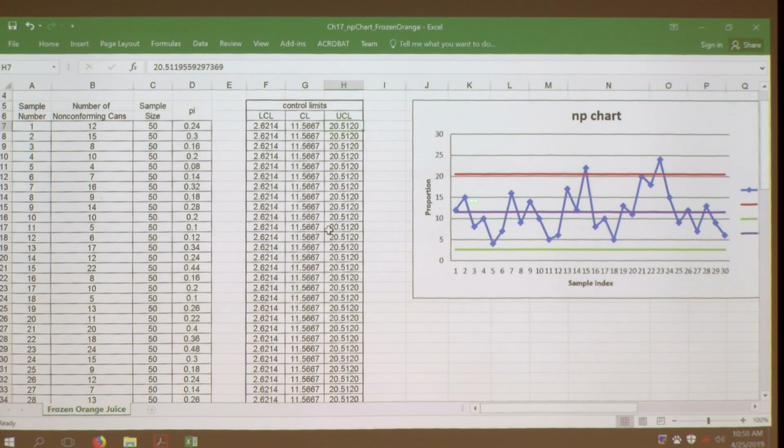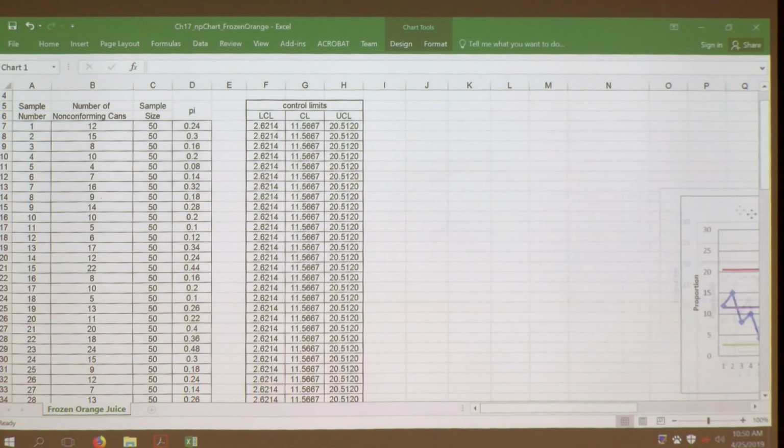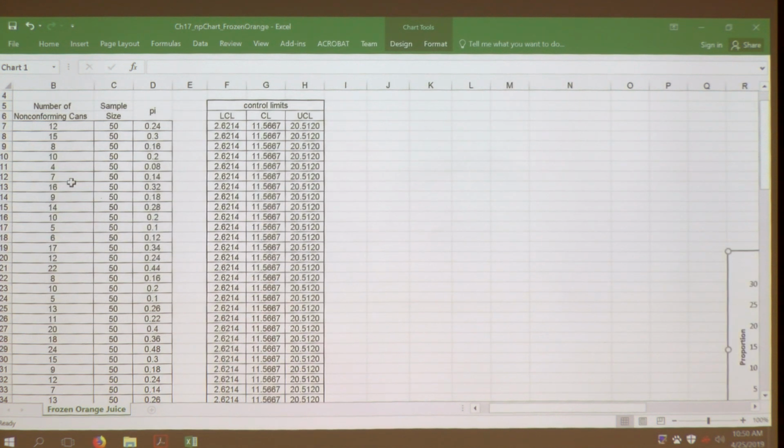So we have the center line right here, center line 11.5667. And we have this data. This data is plotted of this column. Okay. We also have the upper control limit. Upper control limit is right here, and the lower control limit is right here. Okay. Now, here I have already created this plot. If we don't have this plot, how to create this one?